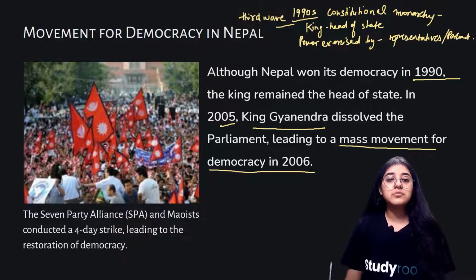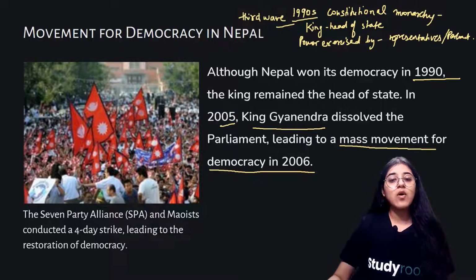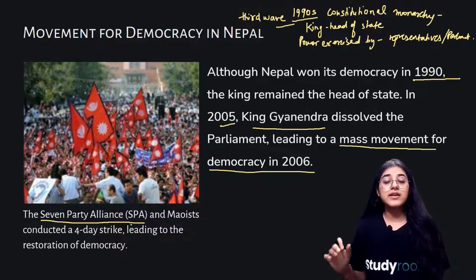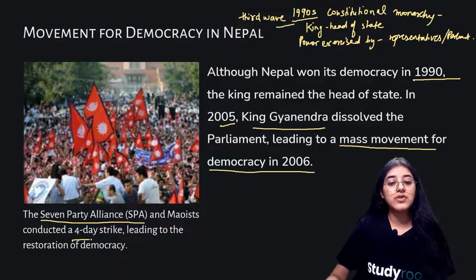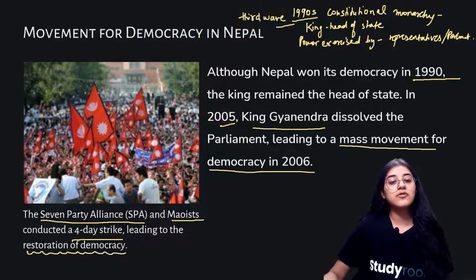In a way to gather more support from the people, all the major political parties formed an alliance, the 7-party alliance. Various major political parties came together and formed this alliance, and it called for a 4-day strike. This was by the 7-party alliance and the Maoists. They conducted a 4-day strike, which was basically for the restoration of democracy.